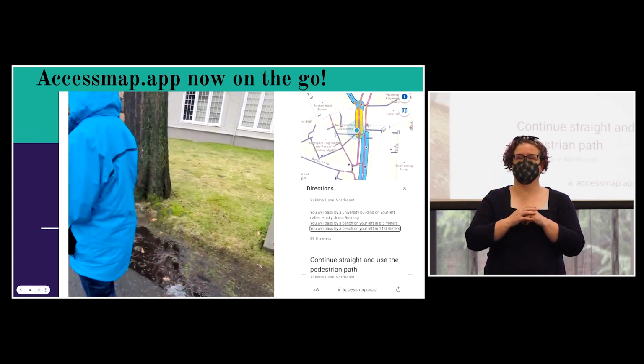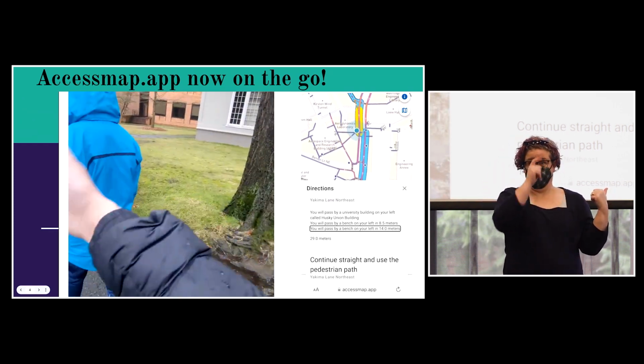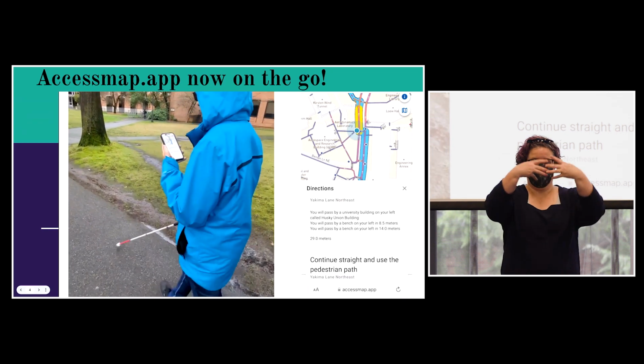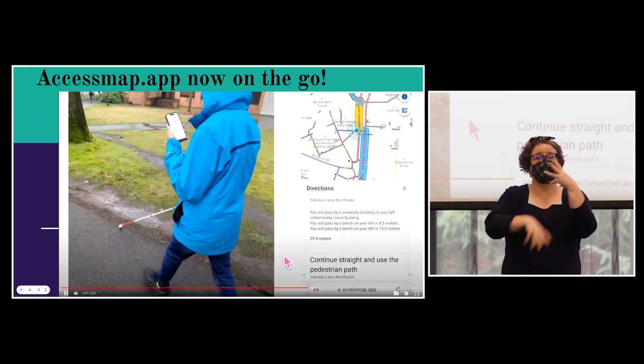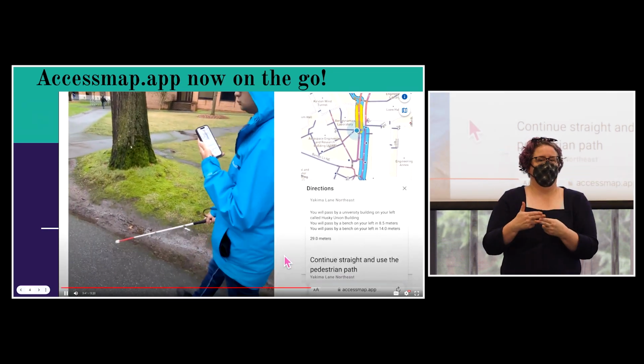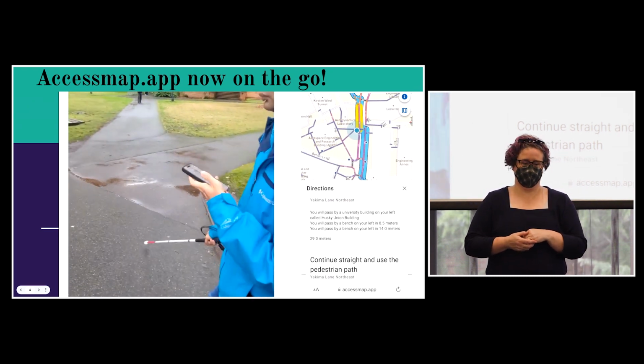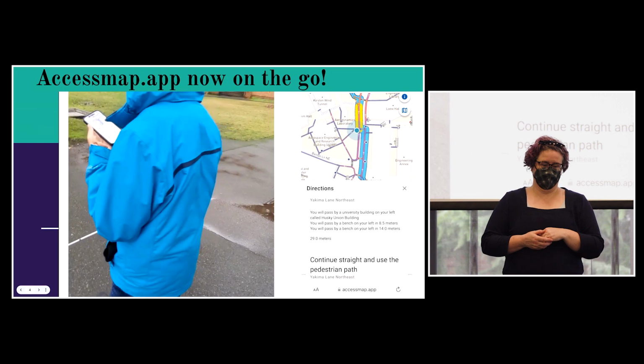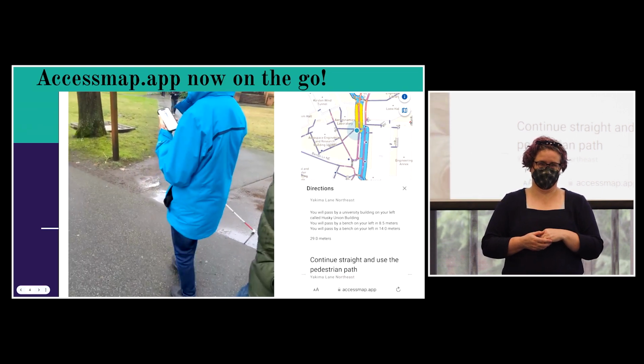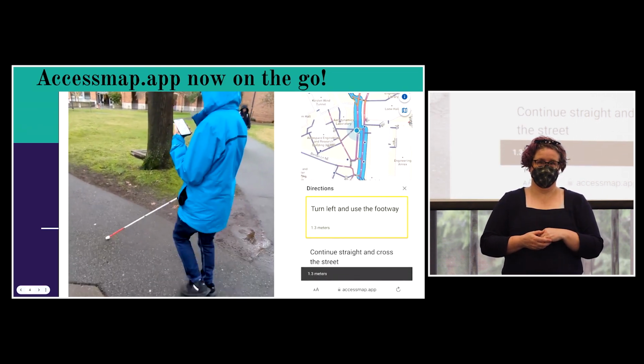So at that point, he changed the access image to the hierarchy to identify additional details about the path that he's on. 1.3 meters.